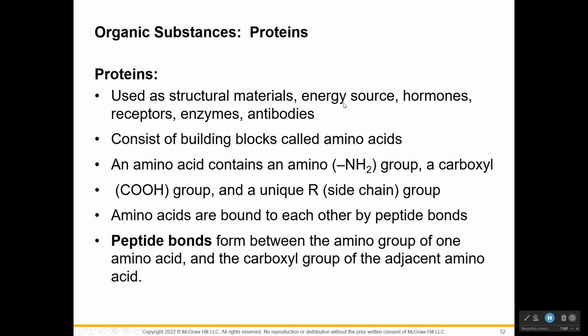Now, the first thing you're going to burn is sugar. It's your primary energy source. Then you're going to burn fat. And if you don't have any fat left, you'll burn protein. And this is called starving. You don't want to burn your protein, but as a last resort, you can.